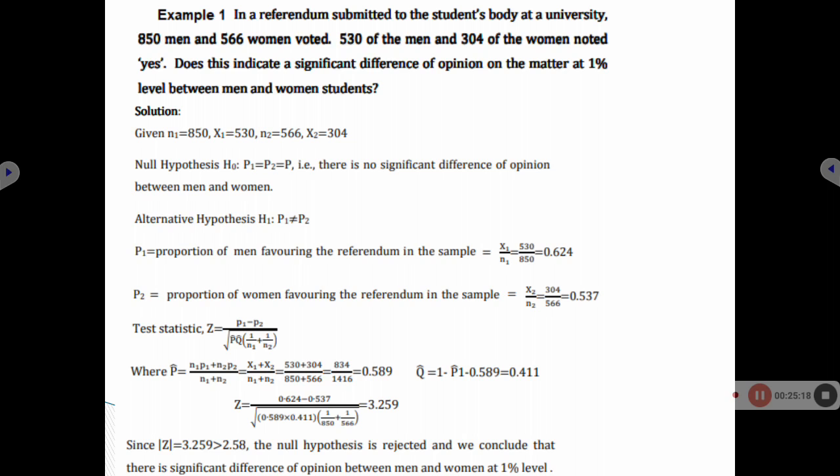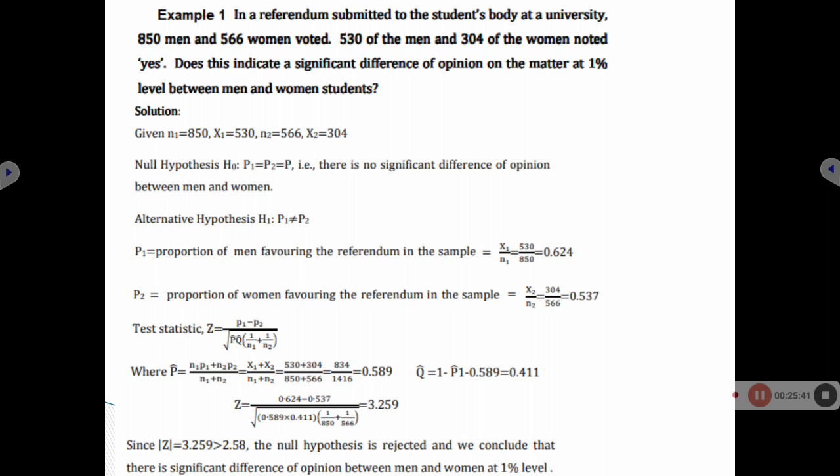Okay, so next we are going to fix our null hypothesis. Our null hypothesis here is P1 is equal to P2 equal to P, that is there is no significant difference of opinion between men and women. So the alternative hypothesis we are considering here is P1 is not equal to P2, so this is our two-tailed test.